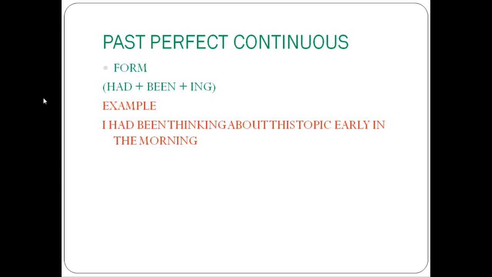So after past perfect tense we move toward the past perfect continuous tense. For past perfect continuous tense we always use had plus been. Here we add been plus ing. Example, I had been thinking about this topic early in the morning. Here we use had and been, and with think we use thinking, first form of verb with ing.